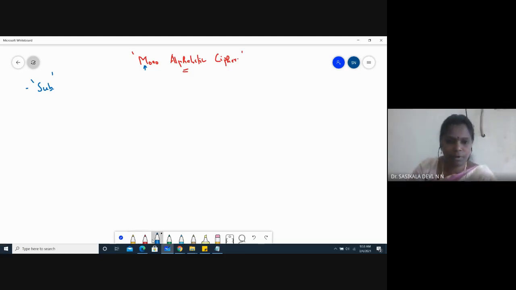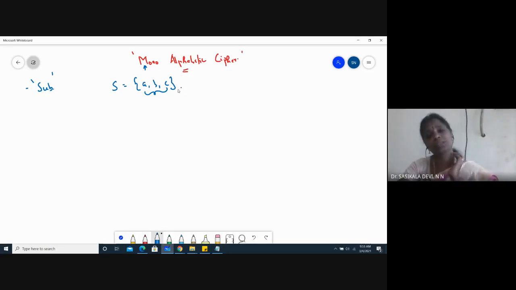For example, take a set of three elements: A, B, C. How many possible permutations are available with these three elements? A is replaced by A, B by B, C by C. This is one possible permutation. A can be replaced by B, B by C, and C by A. This is another permutation. Or B may be replaced by C, C by A, and A by B itself.